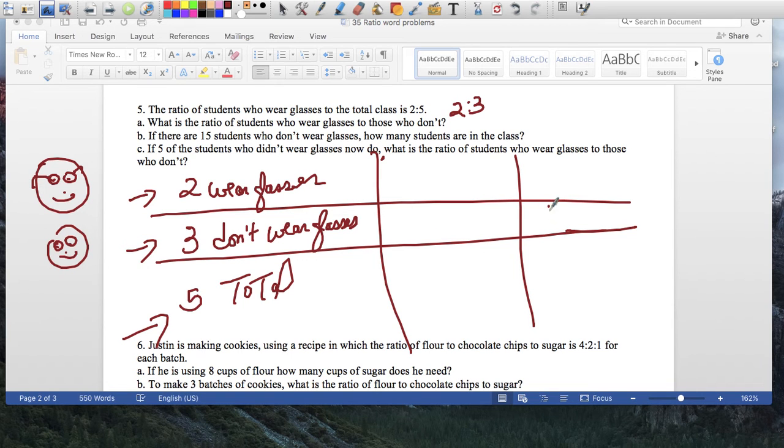So if there are 15 students in the classroom who don't wear glasses, how many students are in the class? Well, if the 15 goes here, right? So the multiplier is times 5, and then times 5. So 5 times 5, 25. 3 times 5 is 10. So you can see that 10 plus 15 is 25. So how many people are in the class right now? 25.